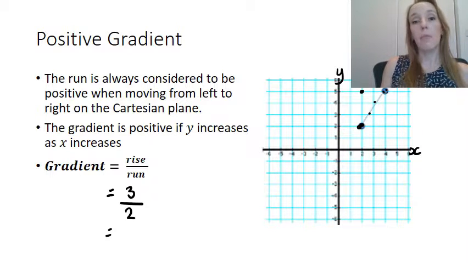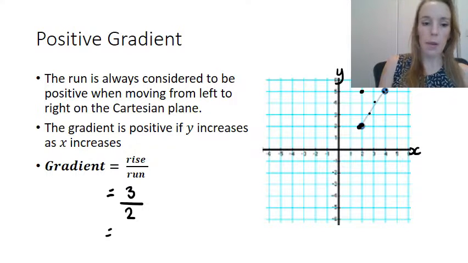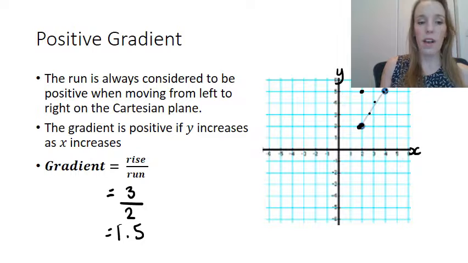So it's up to you there. If you'd like to leave it as 3 over 2 as a fraction, you can. If not, you can use your calculator and type that in. 3 divided by 2 is 1.5. So that would be your gradient, and it's a positive gradient.